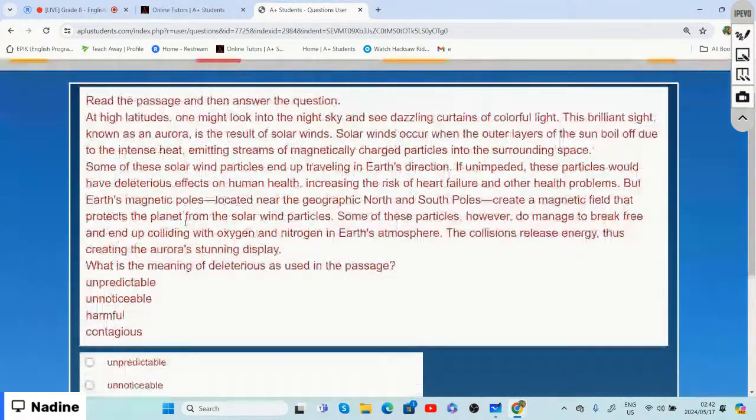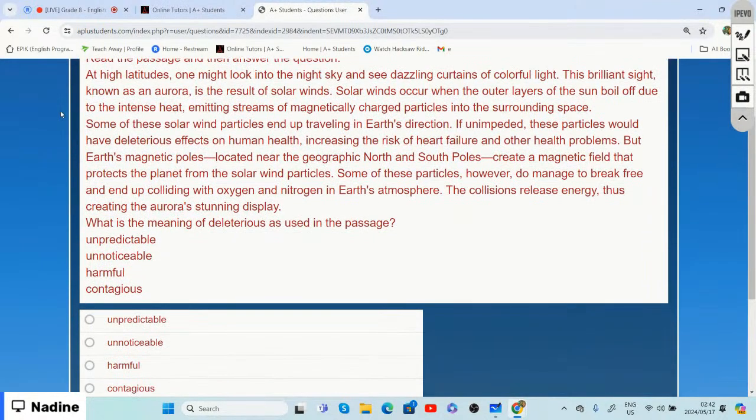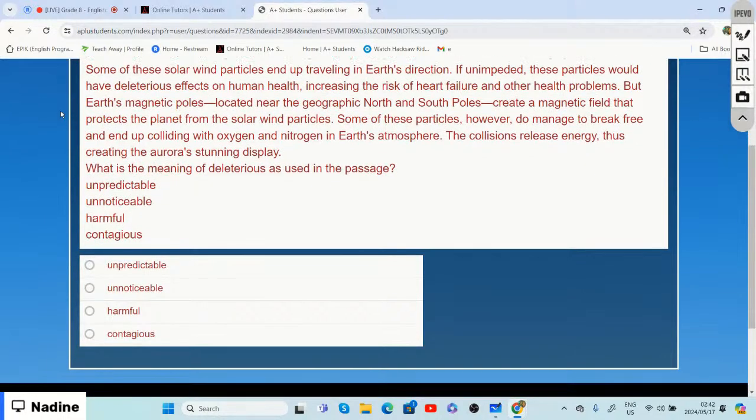And then here it is. Now we need to read and answer the questions. I think it's basically the same text. Now it says, what is the meaning of deleterious as used in the passage? Deleterious. Does it mean unpredictable? Does it mean unnoticeable, harmful, contagious?